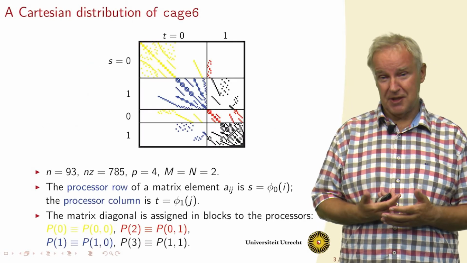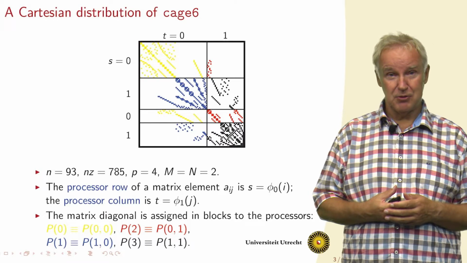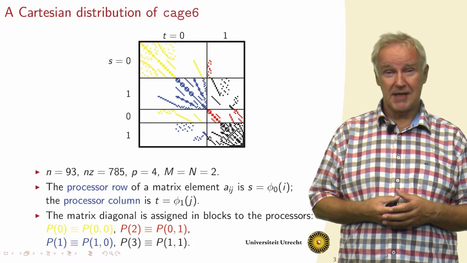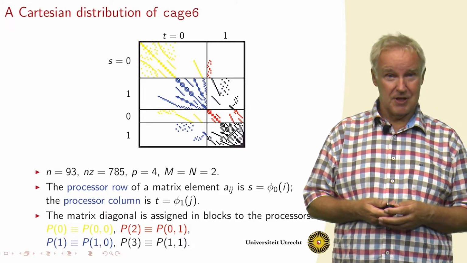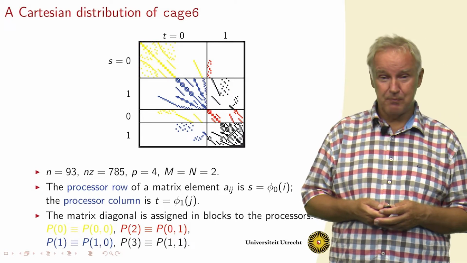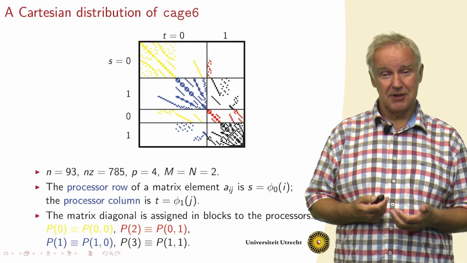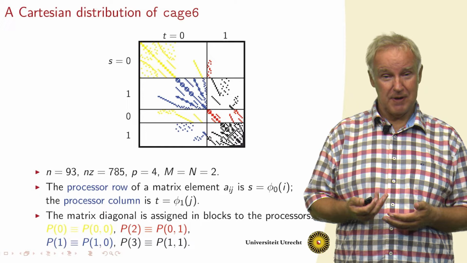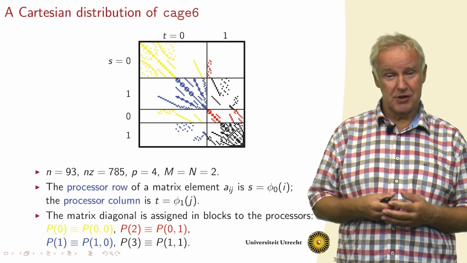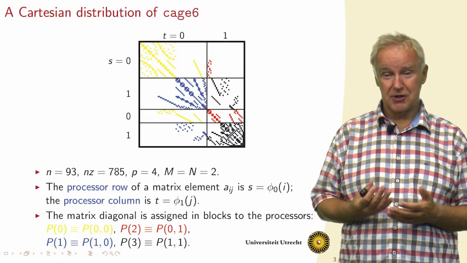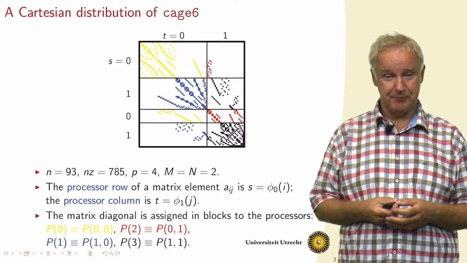Here we see a familiar matrix, Kh6, and this matrix has been distributed over 4 processors by a Cartesian distribution, a 2-by-2 distribution. You see on the left the processor row, which is s, and s can be either 0 or 1, and you see the first part goes to 0, then 1, then 0 again, and then 1. And for the processor columns, we just use blocks, t equals 0 and then t equals 1.